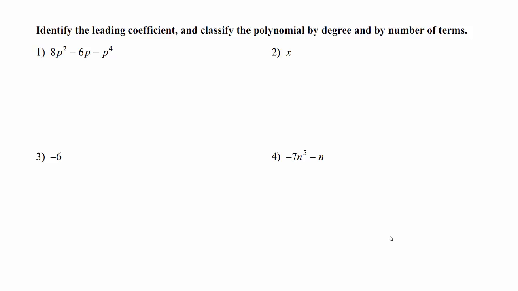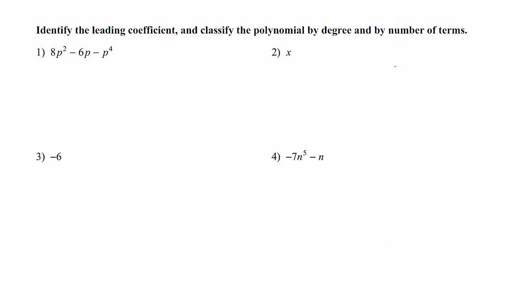This is a review for a chapter in Algebra 1 about polynomials. The topics are going to include talking about some vocabulary here at the beginning, adding and subtracting and multiplying polynomials, and then a big chunk of time is on factoring and solving by factoring. So we start off with identifying the leading coefficient and classifying the polynomial by degree and by number of terms.